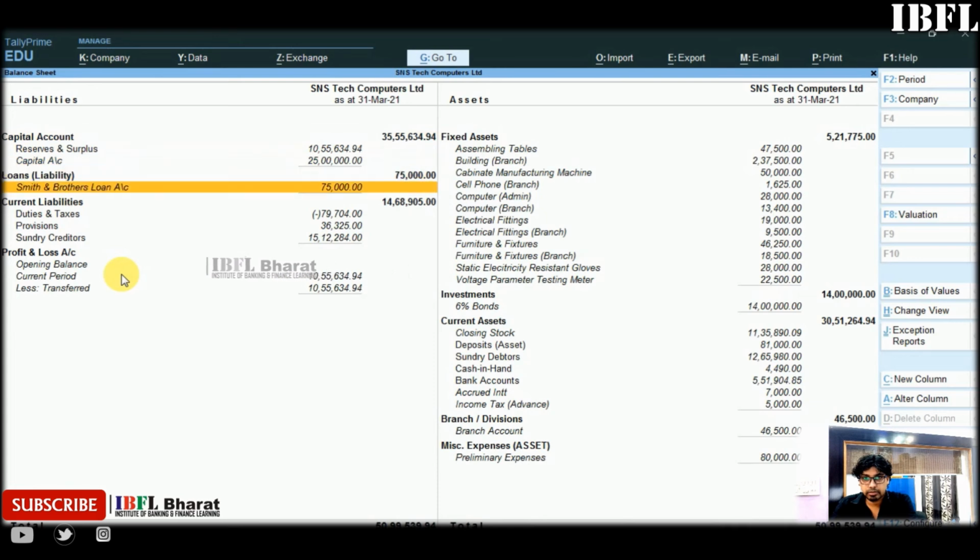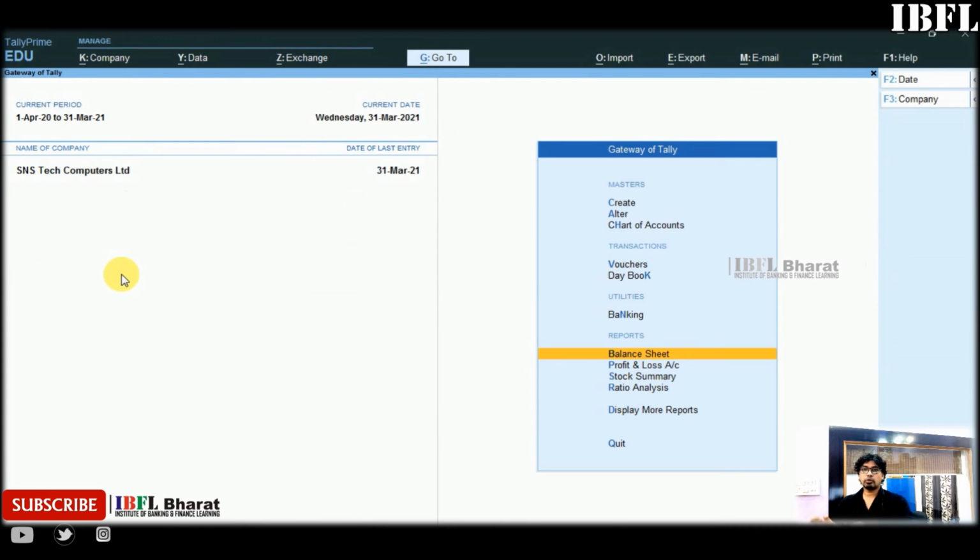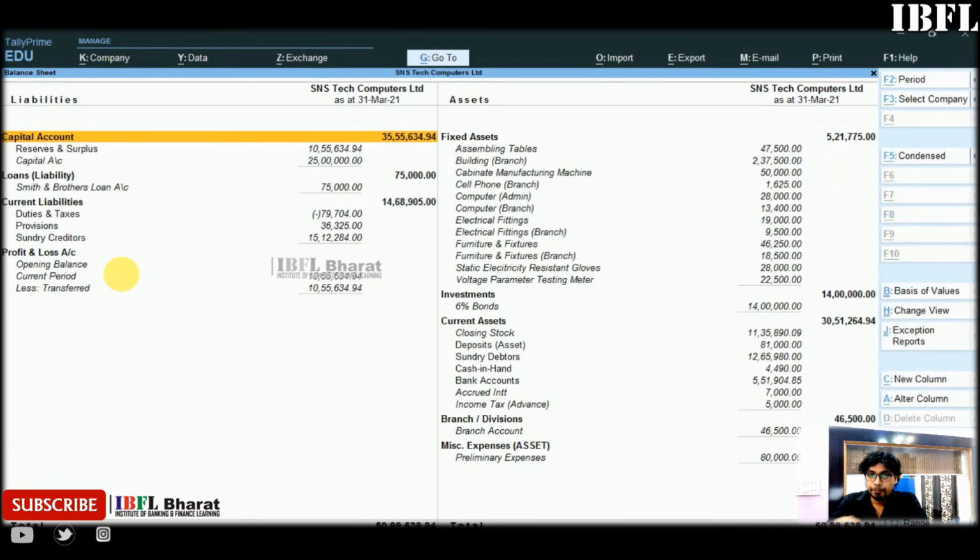Now here is the thing, in the capital account, it's reserves and surplus, meaning all the profit we have transferred is in reserves and surplus. And now it is time to show you the reports that get prepared in this. First of all, go to the balance sheet. The balance sheet is showing all the fixed assets, all the provisions, creditors and debtors, whatever are left, and the profit and loss transfer to general reserve is also shown here.